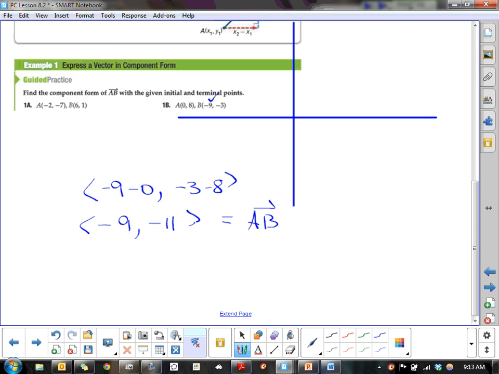So if you're going to draw a triangle of this, what would it look like? If I was going to draw the component vectors of this, what would it look like? Go left 9, down 11. The left 9, down 11, and supposedly that's where we would end up.